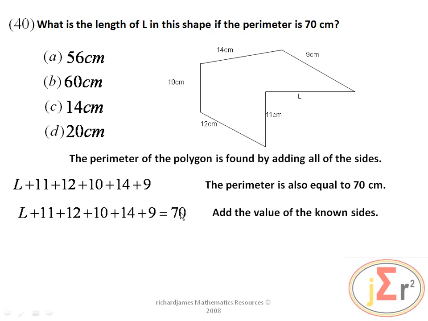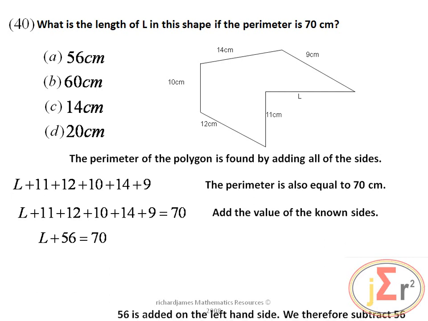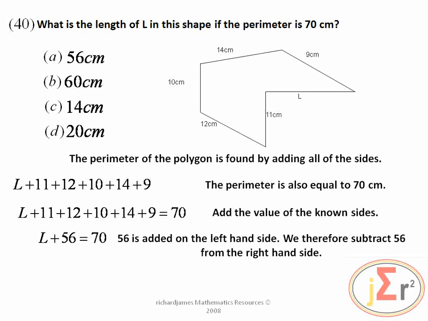When we add all of these, we may use a strategy. 11 plus 9 is 20, and 20 plus 10 is 30, and then we have this plus this, 12 plus 14 is 26. So we had 30 before. 30 plus 26 is 56. So L plus 56 is equal to 70. And of course, we are going to do that like an equation where 56 is added on the left hand side. We therefore need to find L, eliminating 56 from the left hand side.